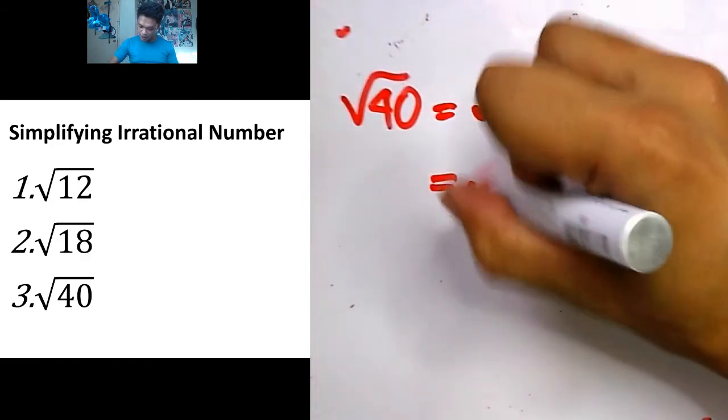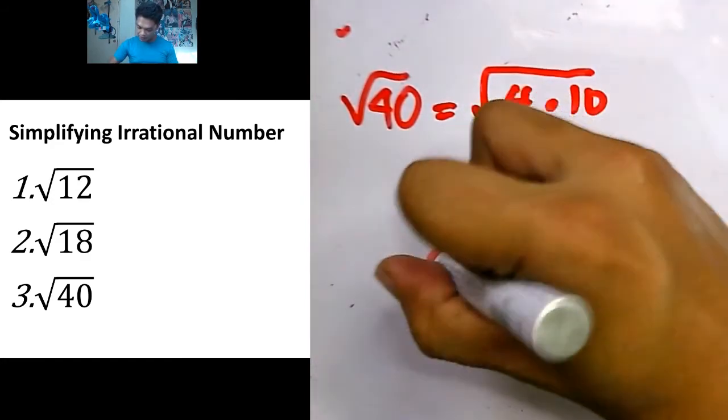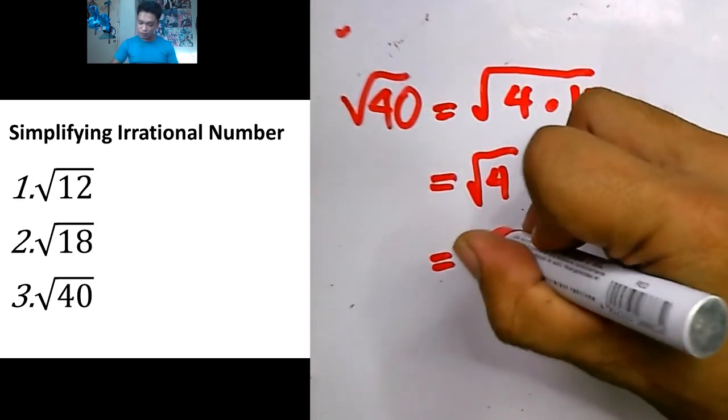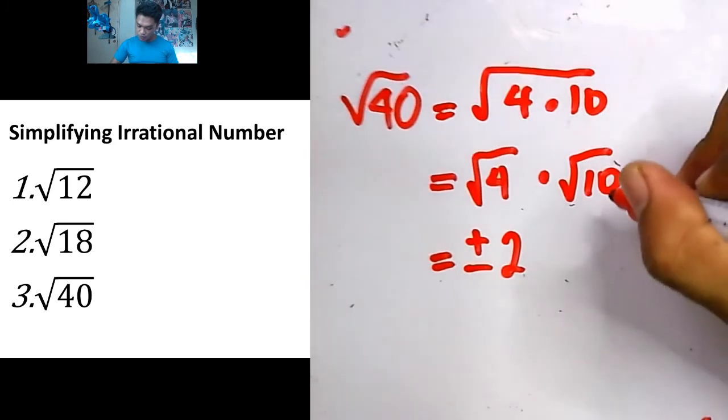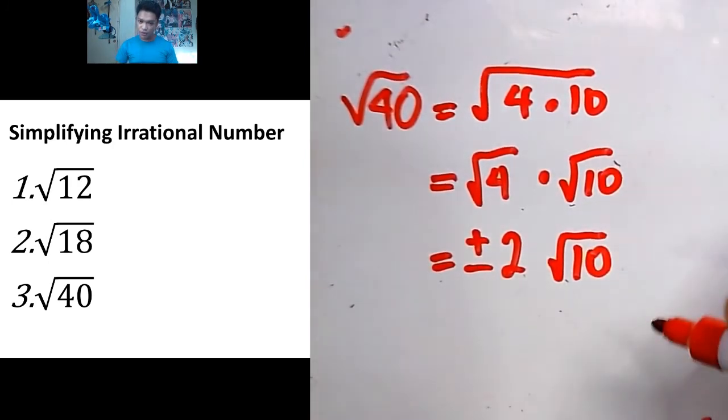Then separate square root of 4 times square root of 10. Square root of 4 is a perfect square, therefore, square root of 4 is plus minus 2. But square root of 10 is not. So therefore, we could write square root of 10 here. So this is now how to simplify a radical number.